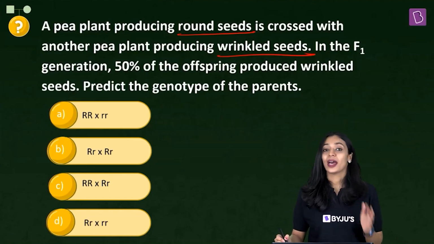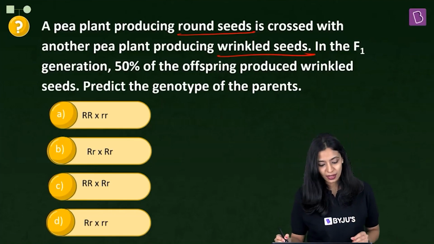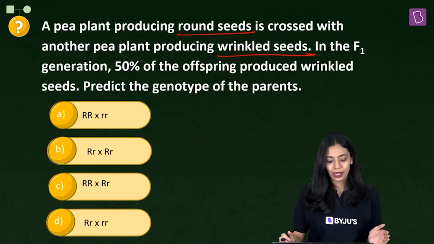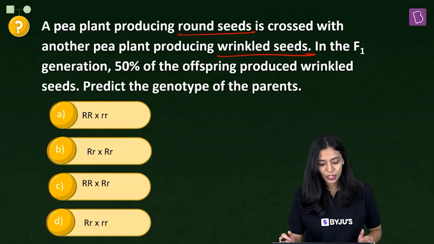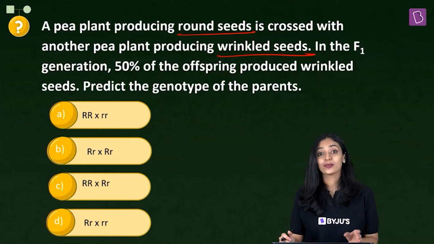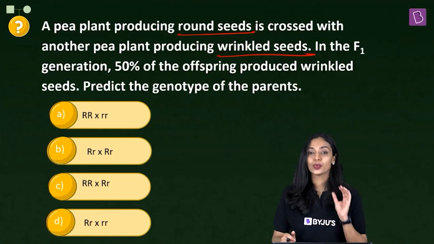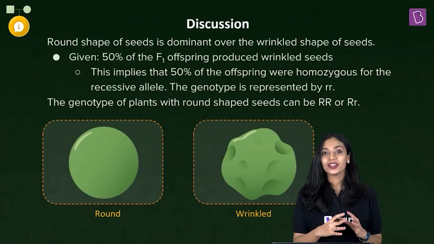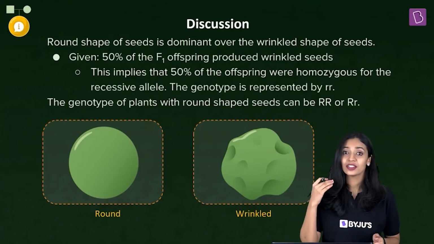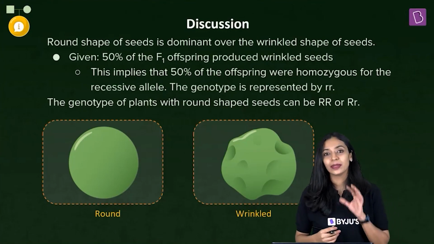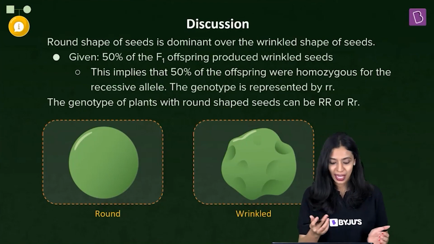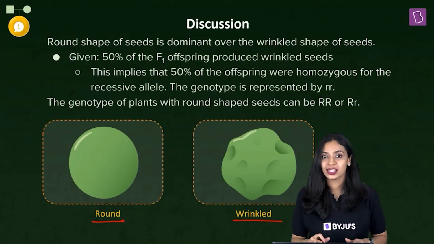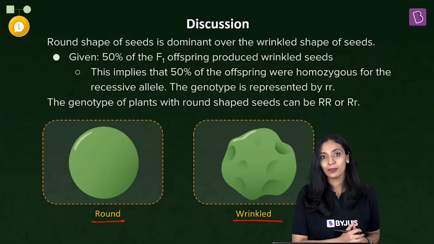In the options, we have option A, capital R crossed with small r, option B, capital R crossed with capital R, option C, capital R crossed with capital R, and option D, capital R crossed with small r. So we have to find out the genotype of the parents involved in this cross. Now the character considered in this cross is the shape of the seed of pea plant. In pea plants, the seed shape can be of two types, either round or wrinkled. These two are called the contrasting traits for the character seed shape.